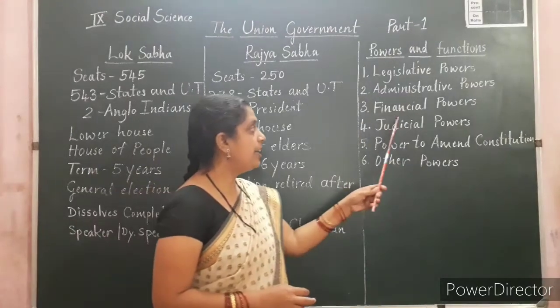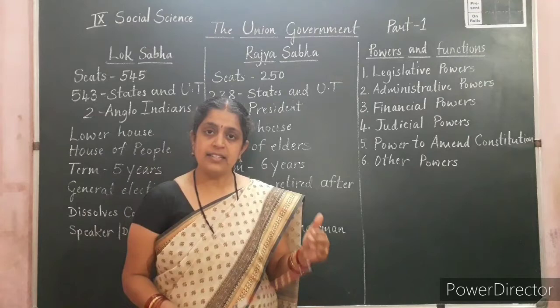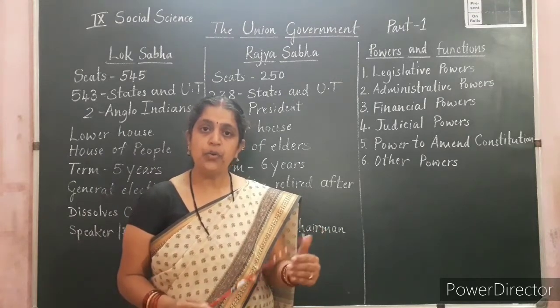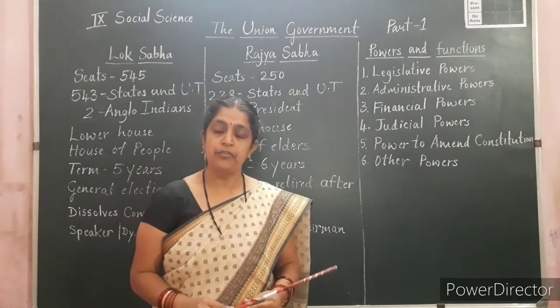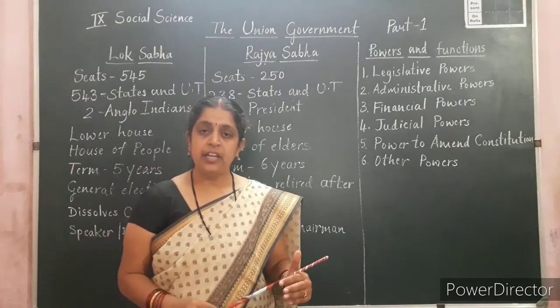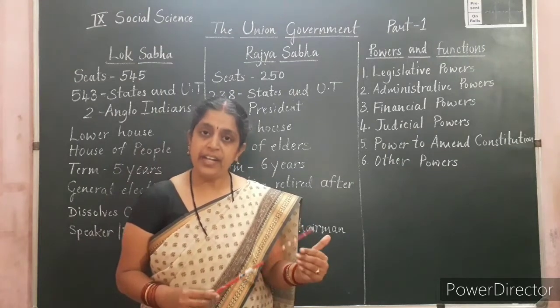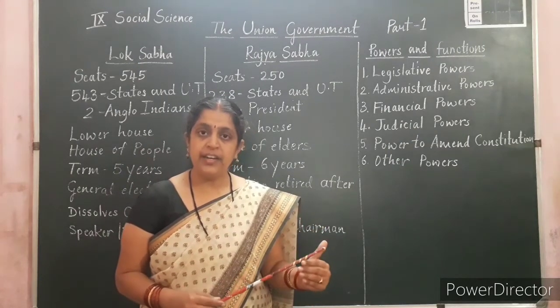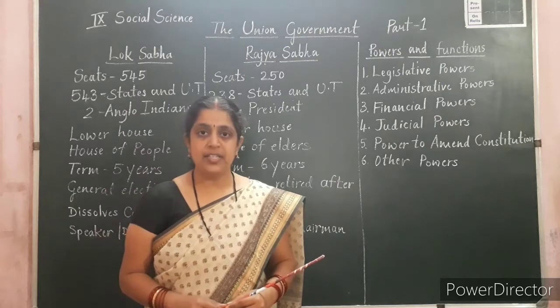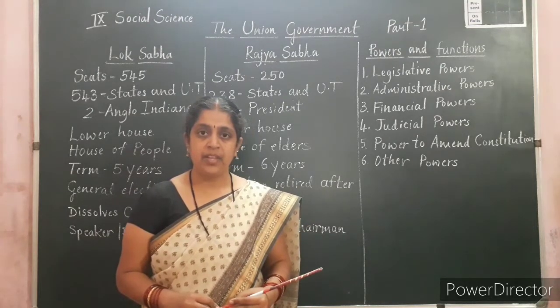Next one is financial powers. The Lok Sabha exercises total control over the financial matters of the nation. If the government wants to impose any tax or spend any amount, they need the approval of the Lok Sabha. Approval of the parliament is also necessary there.